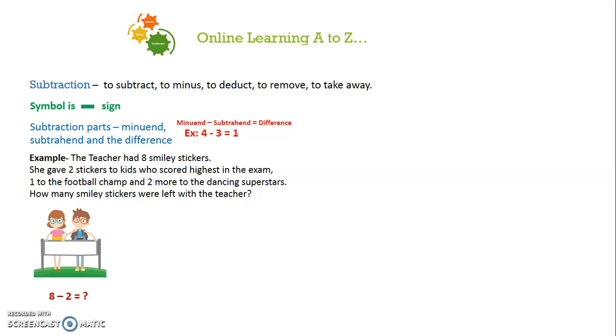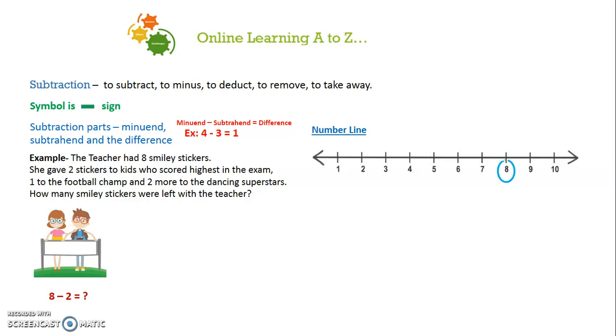We can use a number line to explain the subtraction method to young kids. Kids can start with the minuend on the number line, which in this case is 8, and then count back the subtrahend times, which in this case is 2. So counting back 2 times, the number we are at in the end is the answer of subtraction, the difference, which is 6. So 8 minus 2 gives 6.